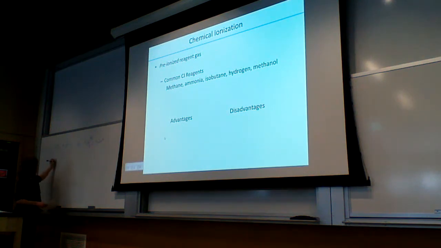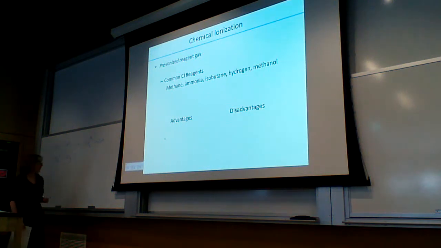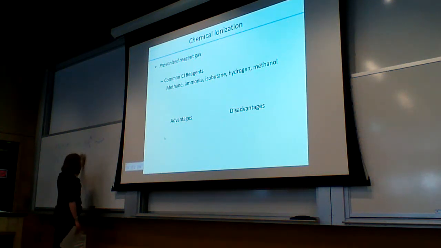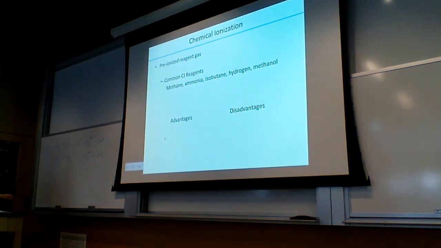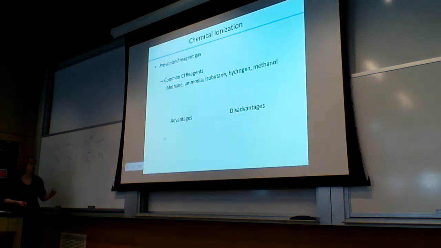That radical cation is going to encounter another molecule of ammonia, and it can yank away one of those hydrogens and form ammonium plus a radical, NH2. This ammonium is now the ionized reagent gas.